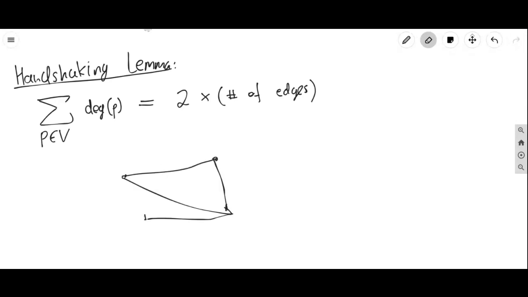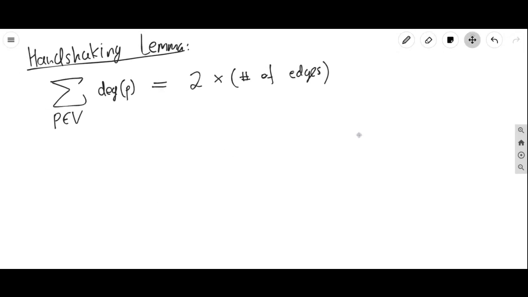Shaking someone's hand is a mutual relationship. It goes both ways. So when you're counting how many hands this person shook, and then you're counting how many times that person shook a hand, this edge is being double counted, because it goes this way and that way. So that's why the total number of handshakes is twice the number of edges that you have. That's called the handshaking lemma. It's very simple, but it's very powerful, and it is used a lot.